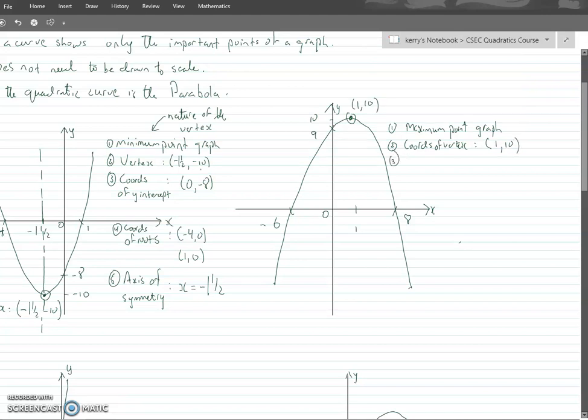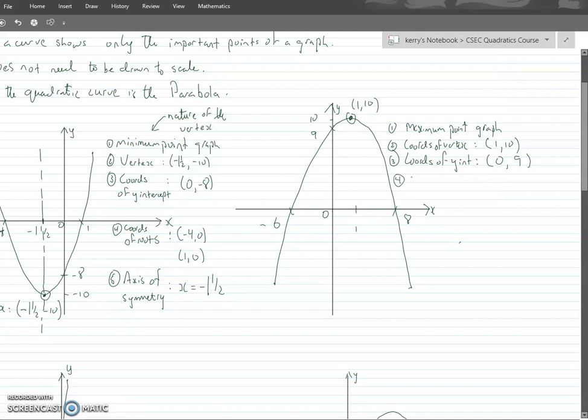Number 3, we want the coordinates of the y-intercept. I'll just call it y-int for now. It is where the graph passes through the y-axis. So that's here. On the y-axis, the number is 9, but on the x-axis, if you just pull down to here, you'll see the number is 0. Always remember that on the y-axis, x is 0.